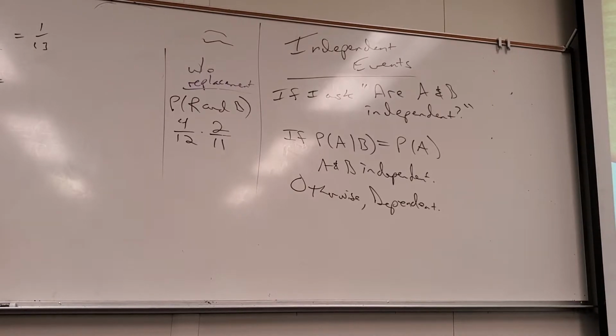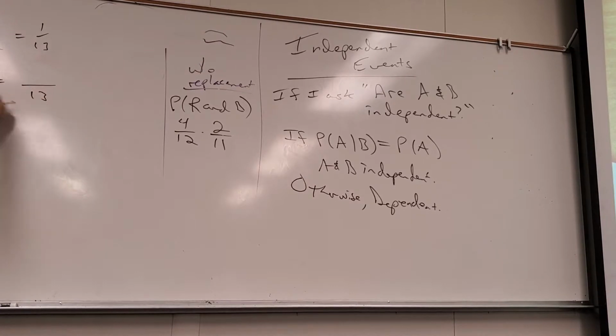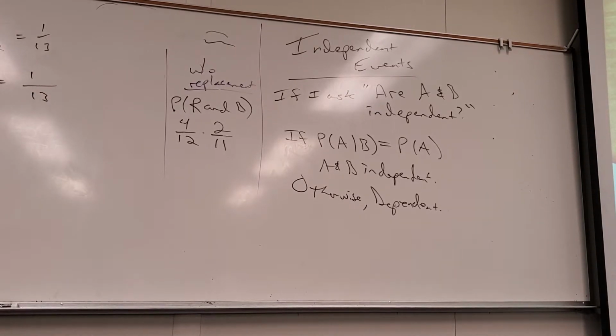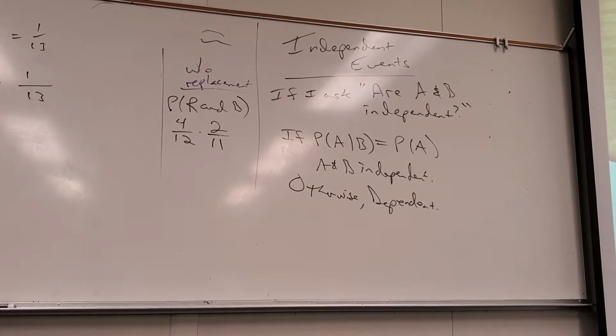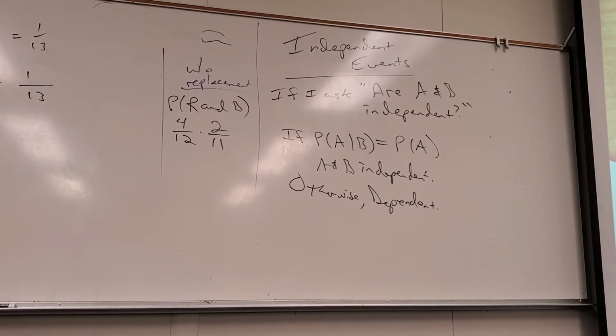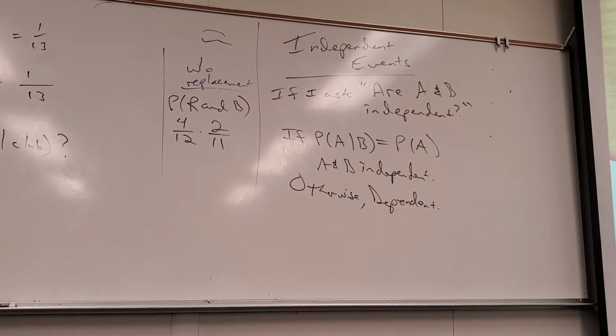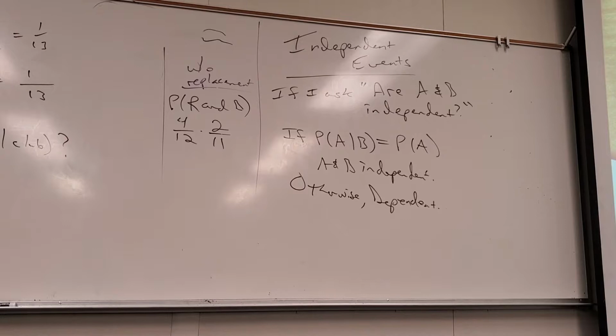Given that it's a club, what does the bottom become? 13. Out of those clubs, how many are kings? 1. So are king and club independent? How do you check it? Is the probability of king equal to the probability of king given club? Yes, therefore they are independent. Knowing that a card is a club does not change the probability it's a king.